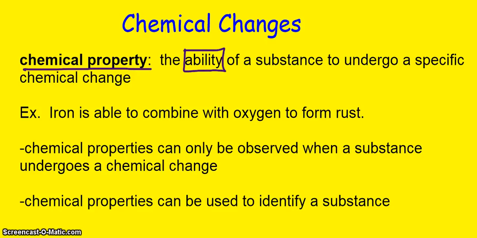The only way to observe whether something can do this or not is to attempt to make it undergo the chemical change. So to determine that iron is able to rust, I have to allow it to do so to then observe the evidence that it has chemically changed from what it was before. So when I start to put together both my physical property and chemical property data, that can allow me to have an easier time of being able to identify an unknown substance.